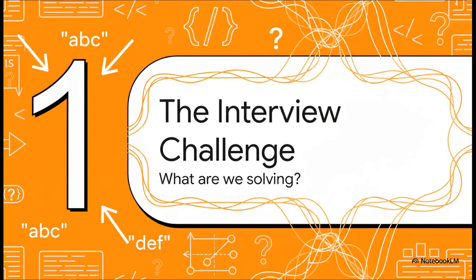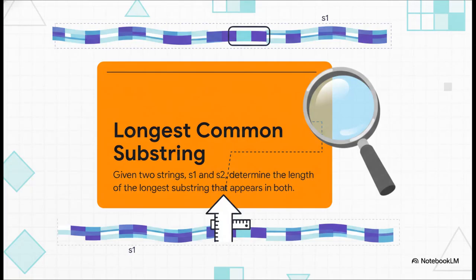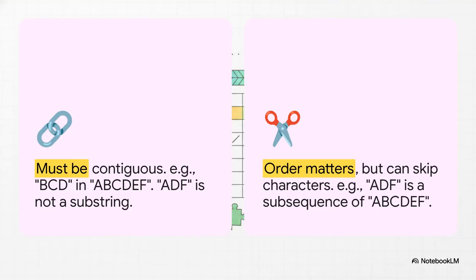So first things first, let's make sure we're all 100% clear on what the problem is even asking for. Okay, the official definition is this. Given 2 strings, S1 and S2, find the length of the longest substring that shows up in both of them. And the keywords here are length and substring. We're not looking for the string itself, just its length. That's our answer.